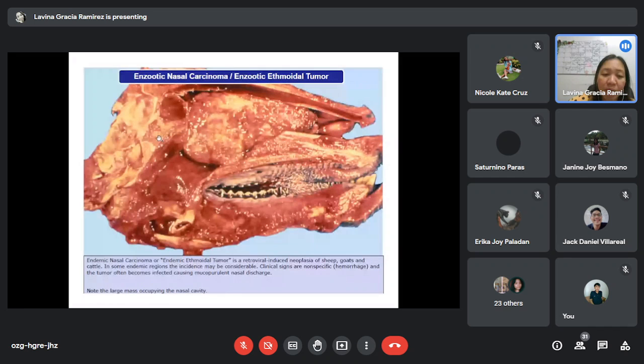Okay, endemic nasal carcinoma, endemic ethmoidal tumor, which is a retroviral-induced neoplasia in sheep, goats, and cattle, or in ruminants. Ayan. So clinical signs are non-specific, but it could cause hemorrhage. Ayan. So sa ethmoid part kasi it's very vascular. Okay, area na yan. So this tumor can also be infected with mucopurulent nasal discharge. Ayan. Okay, so I've mentioned about the clinical diagnosis.